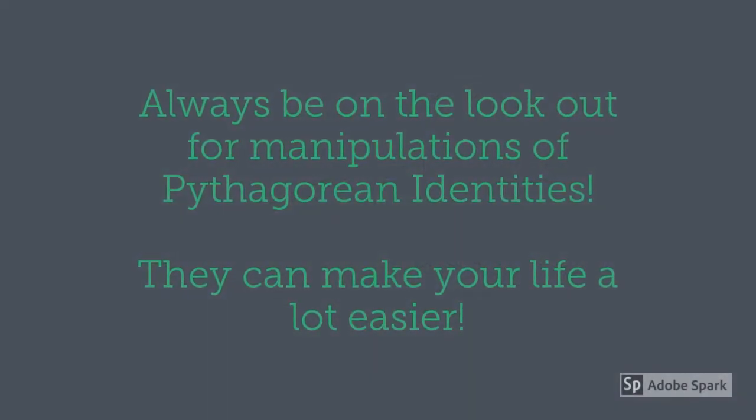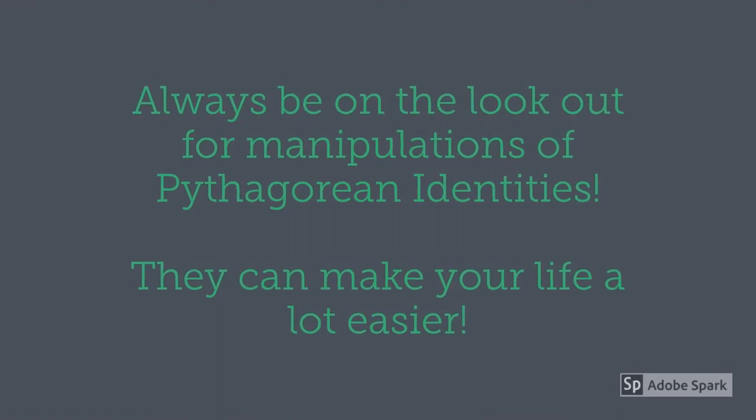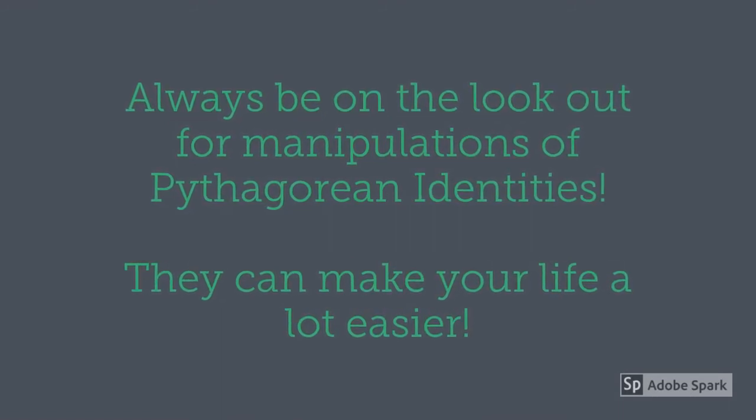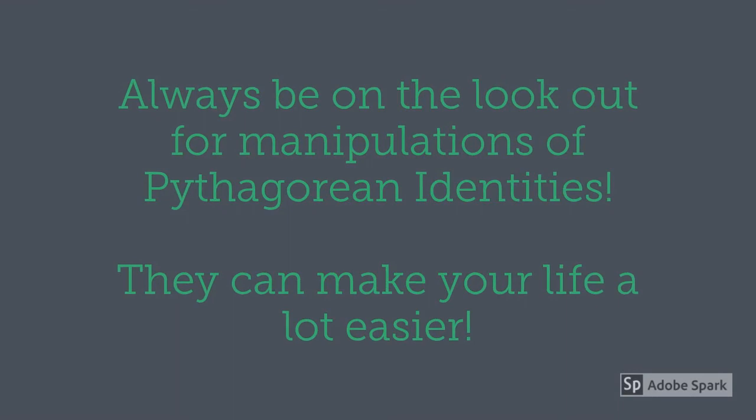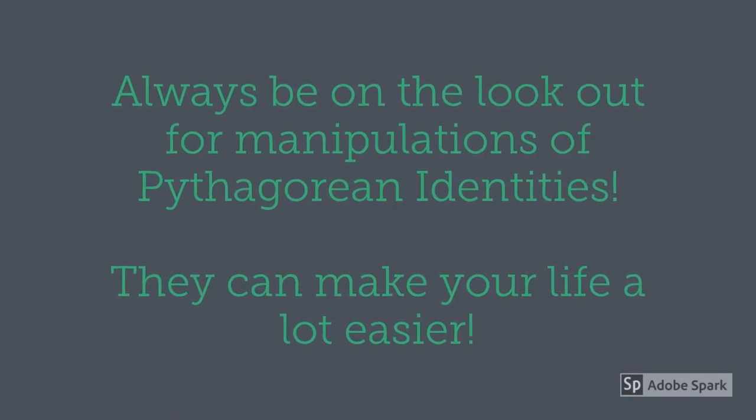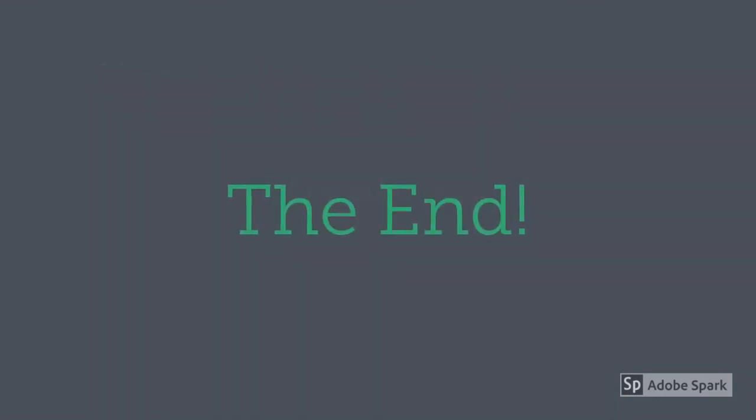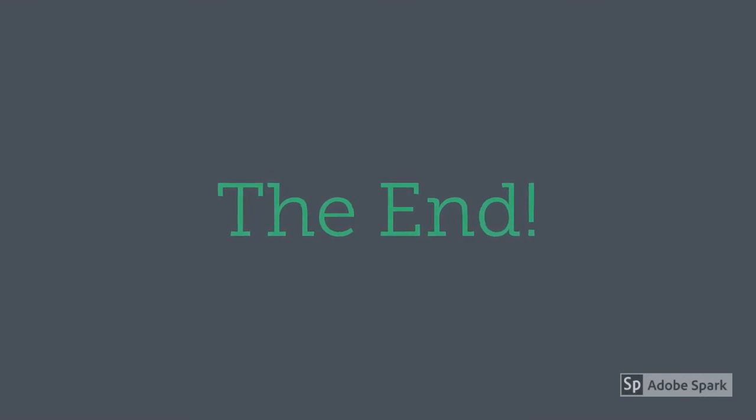So your takeaway point from this video is always be on the lookout for manipulations of those Pythagorean identities. That can make your life a lot easier by taking a couple terms and turning them into one. Always keep this strategy in mind as you are trying to verify identities.